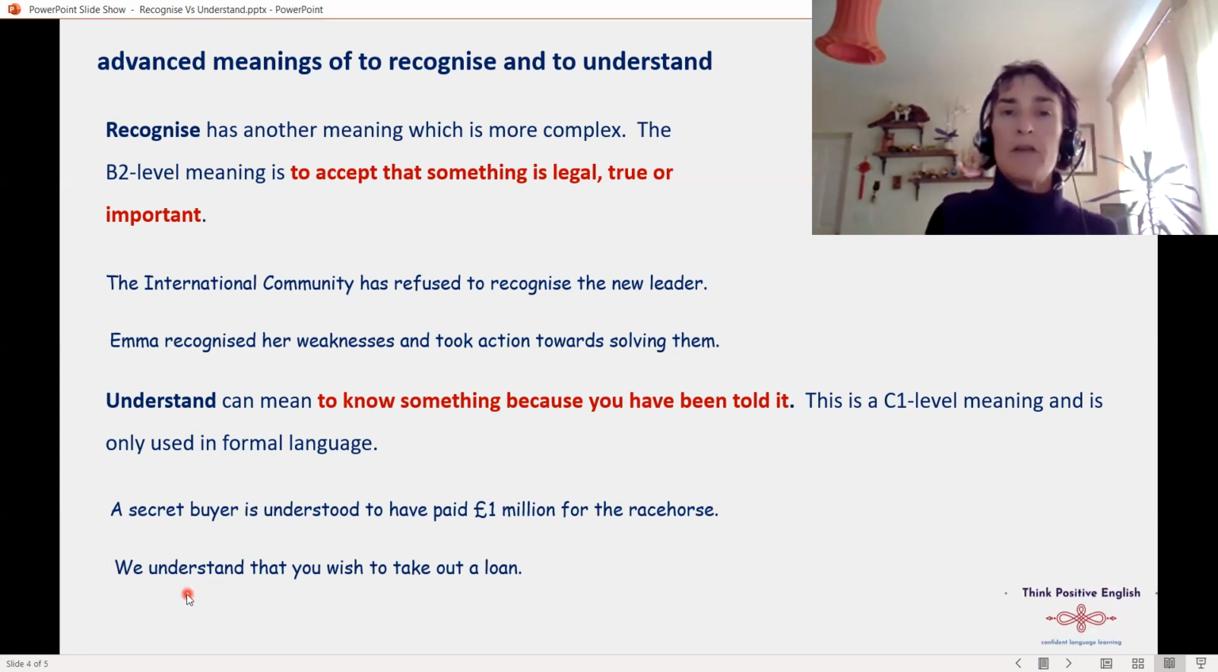it's not about having awareness. It's because they have been told it. They've got this information already. So two easily confused words, understand and recognize.